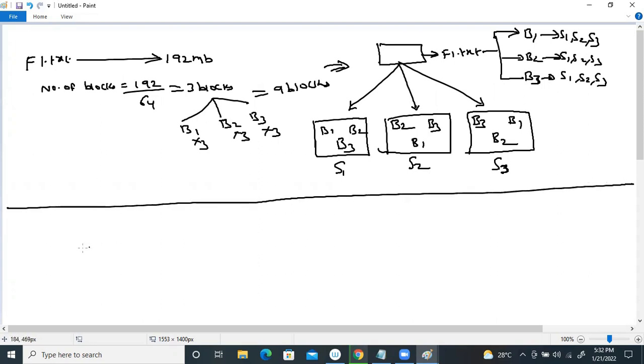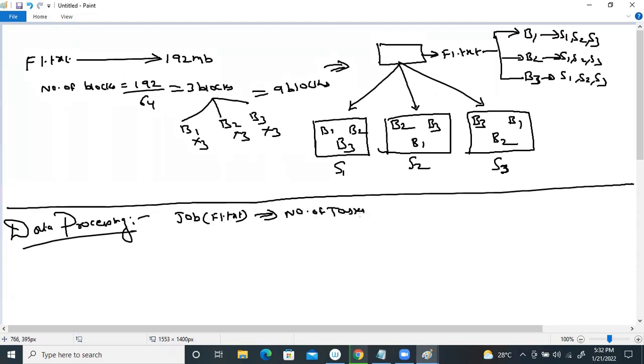Now data processing. The job is to process f1.txt into how many tasks? The job is divided into a number of tasks. The number of tasks always depends on the number of unique blocks, right?